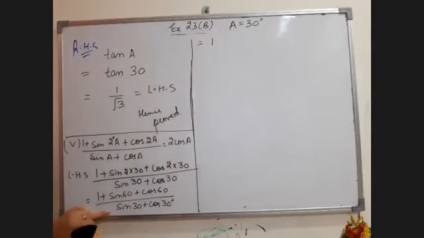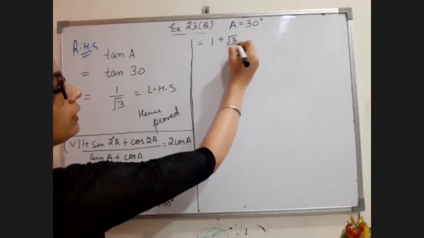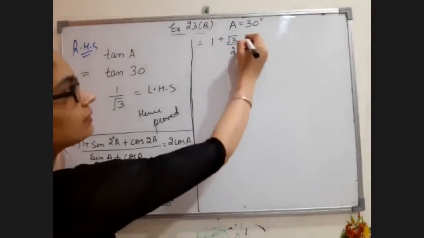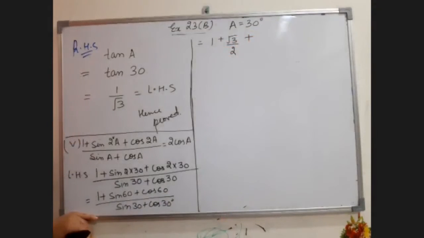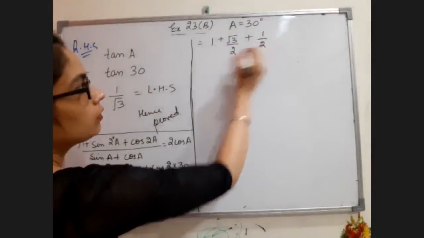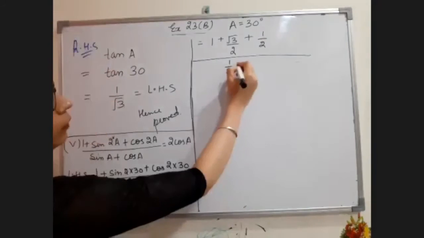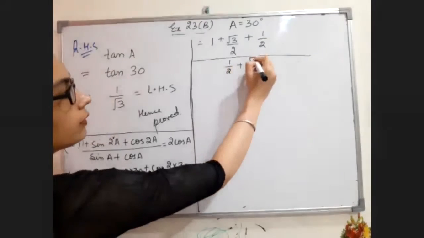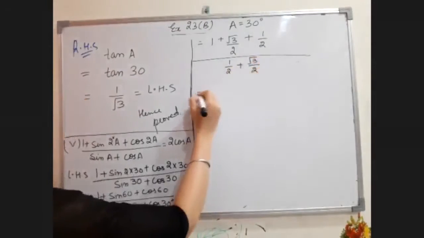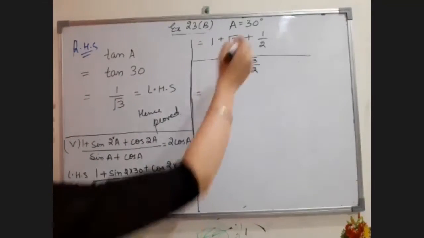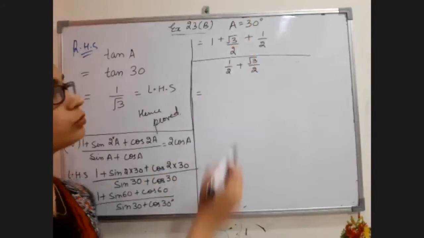1 plus, what is the value of sin 60? Root 3 by 2. Cos 60? 1 by 2. Divided by sin 30, 1 by 2, plus cos 30, root 3 by 2. So two fractions are getting divided. First of all, we just have to solve them.